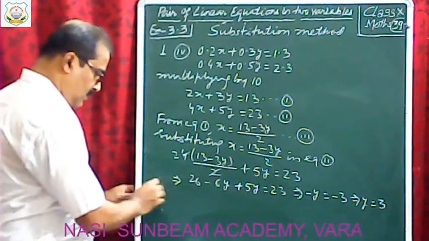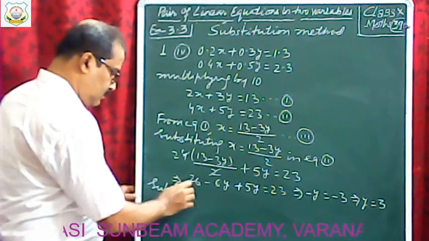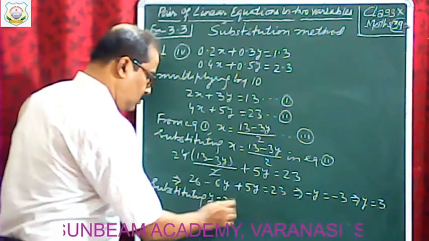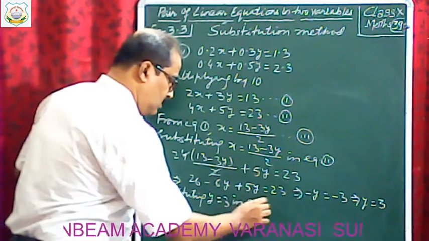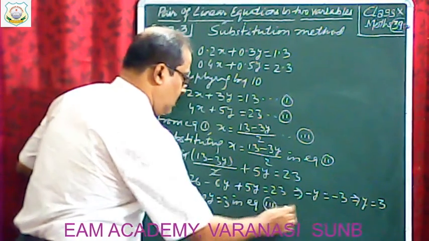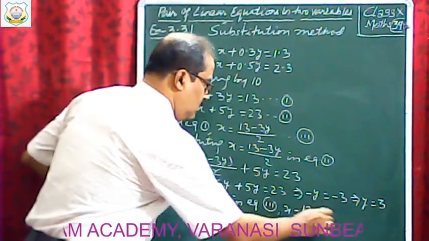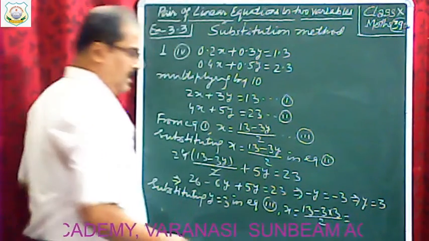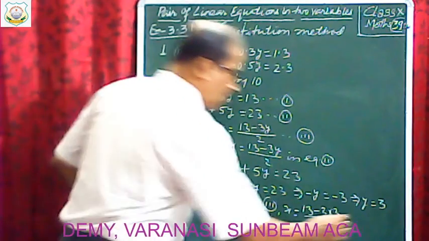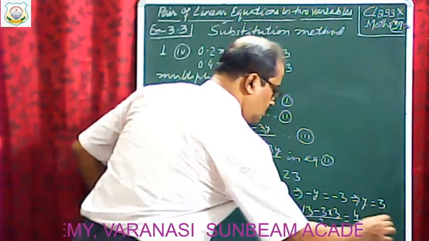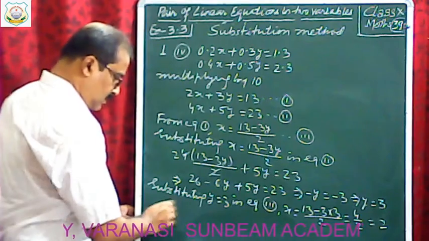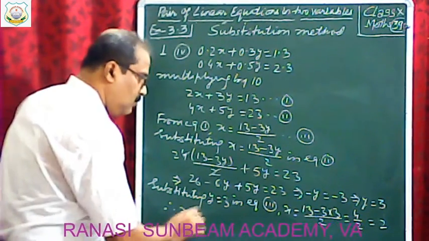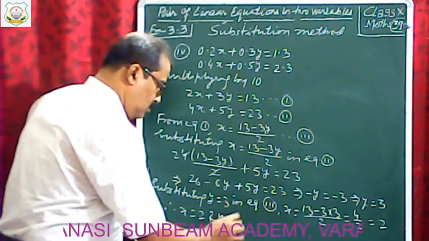Now again you have to write substituting y equal to 3 in equation third. x equal to 13 minus 3 into 3 whole upon 2. So 13 minus 9, 4 by 2 equal to 2. Finally, we get x equal to 2 and y equal to 3.